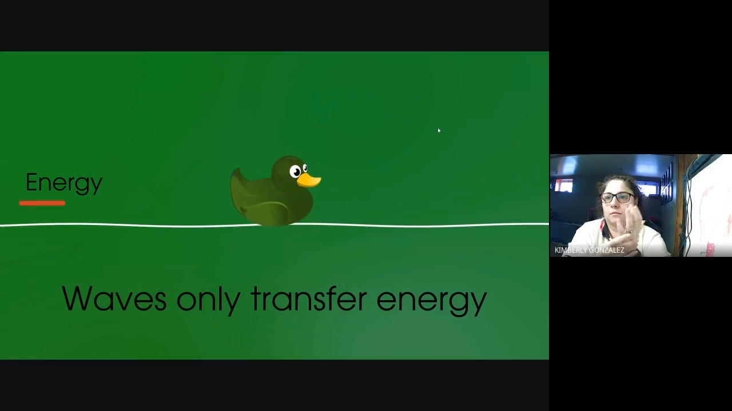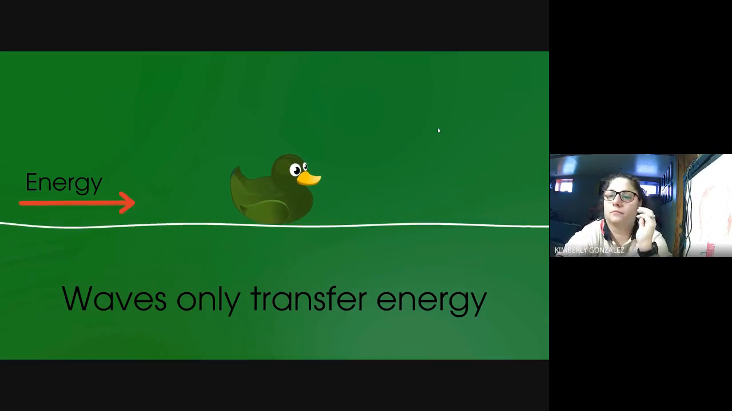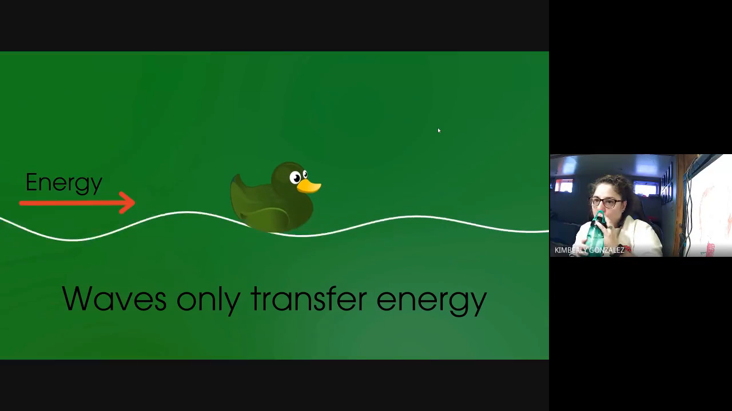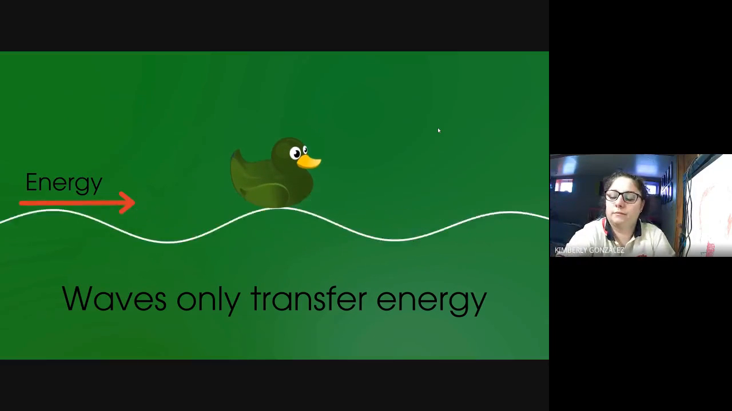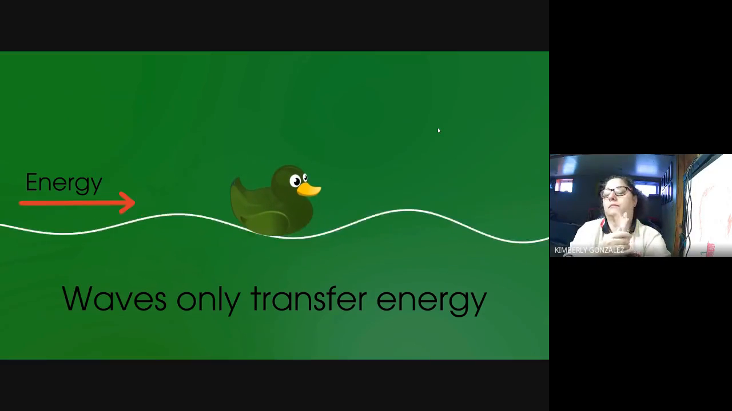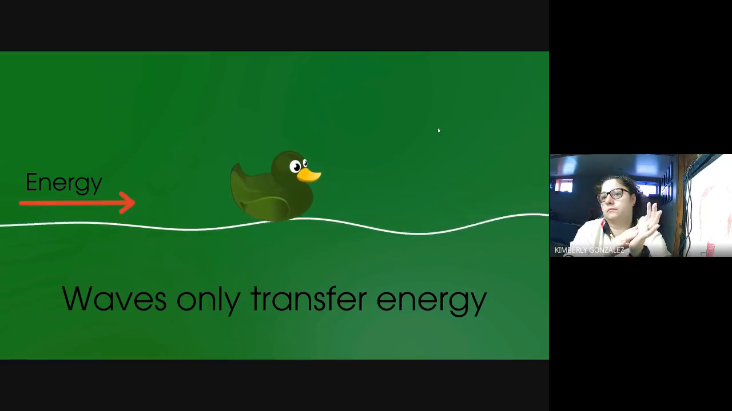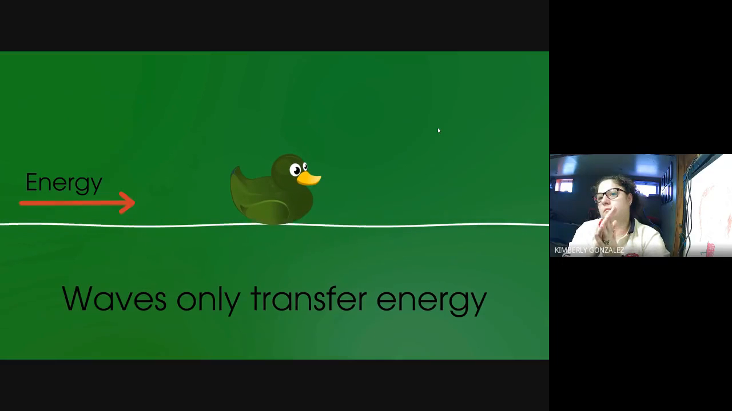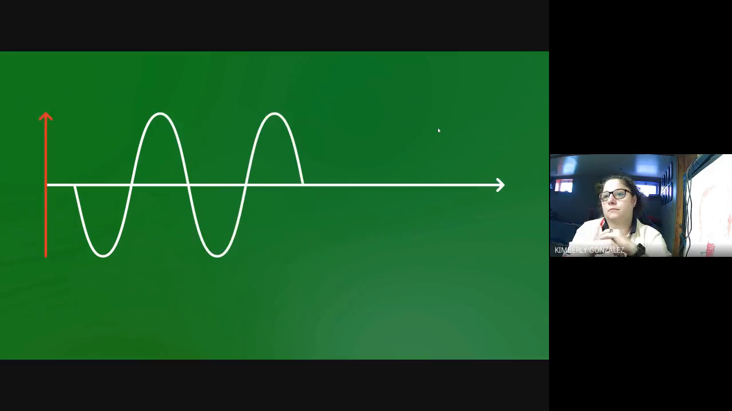And we can see that here by looking at a lovely rubber duck sat in a bath. As a wave goes through, the duck bobs up and down, but once the wave's gone, he's back to his original position. Wave has carried energy through, but it did not carry the duck with it. Finally, we need to know some key features of waves.